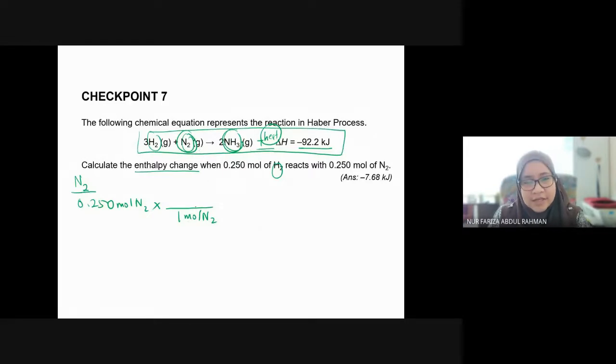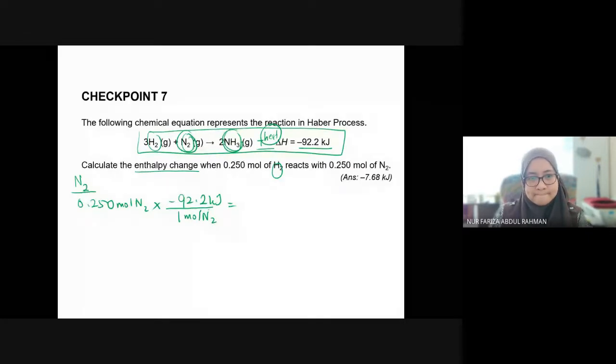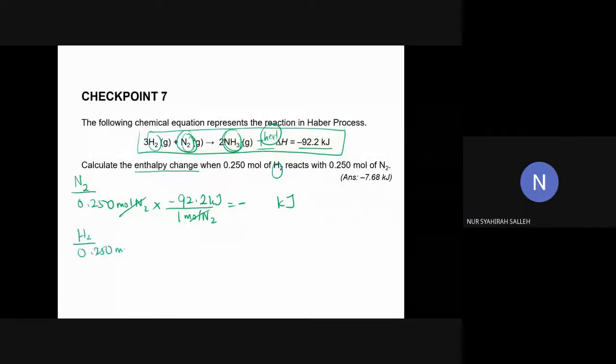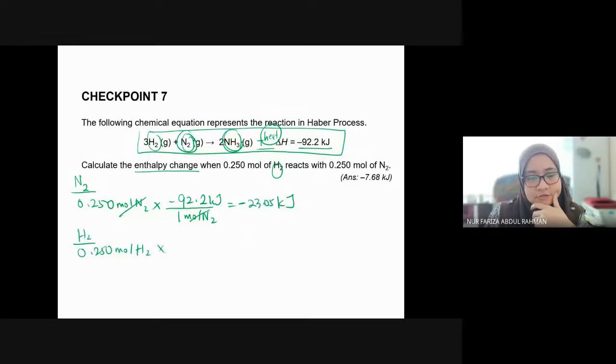For this time, I want to use heat as the product for comparison. So you have to compare which one will produce the least amount of product. So 92.2 kilojoule. Please calculate what the value will be for this one. Negative 23.05. Okay, all right. From the balanced equation, this one should be mole H2. So we have 3 mole of H2 will release 92.2 kilojoule. So what's the value for this?